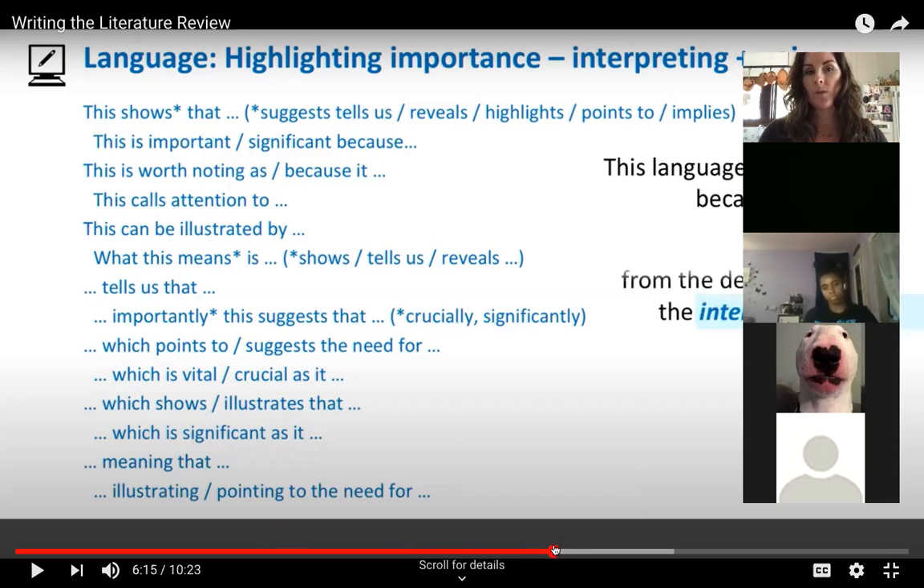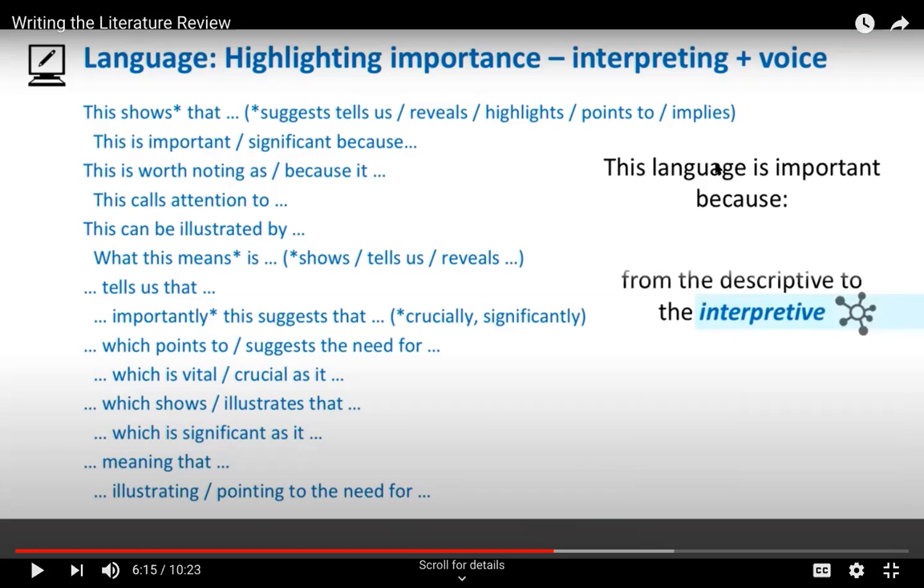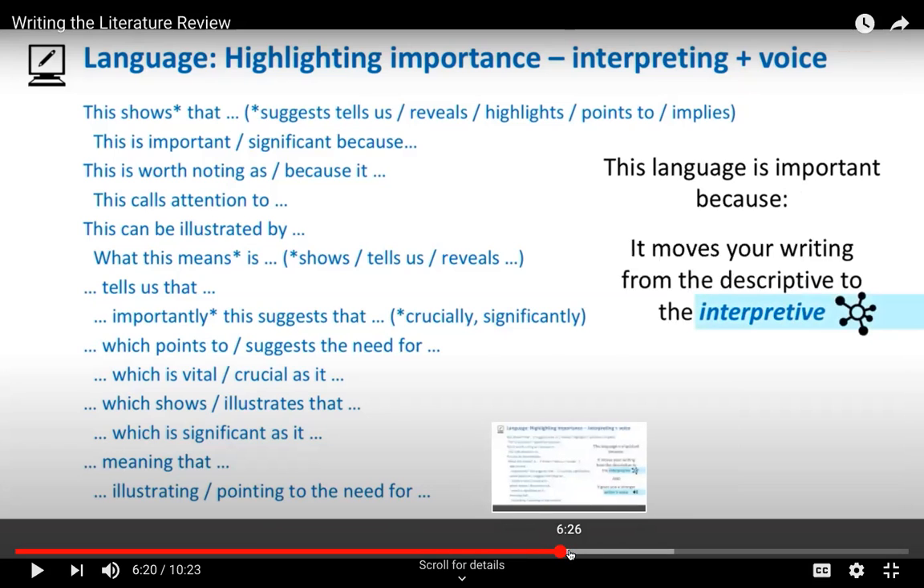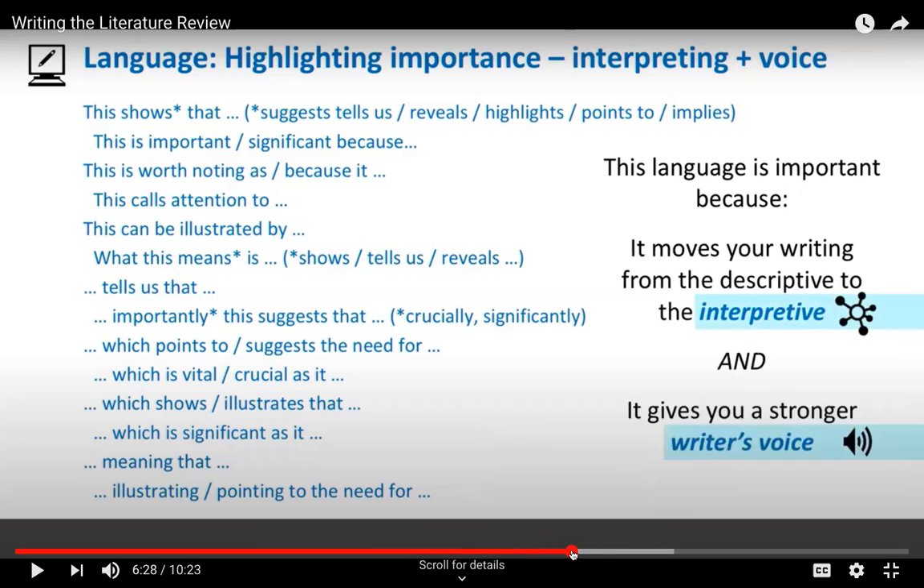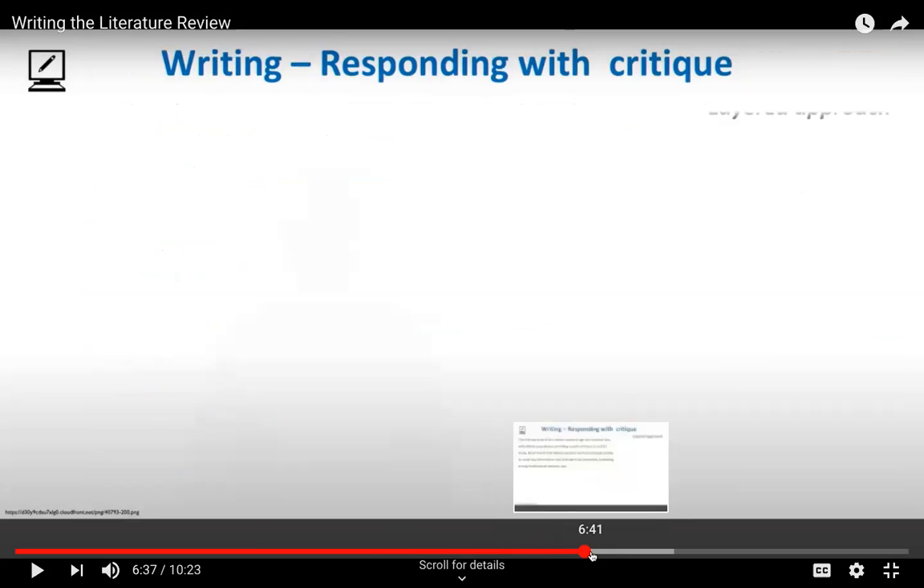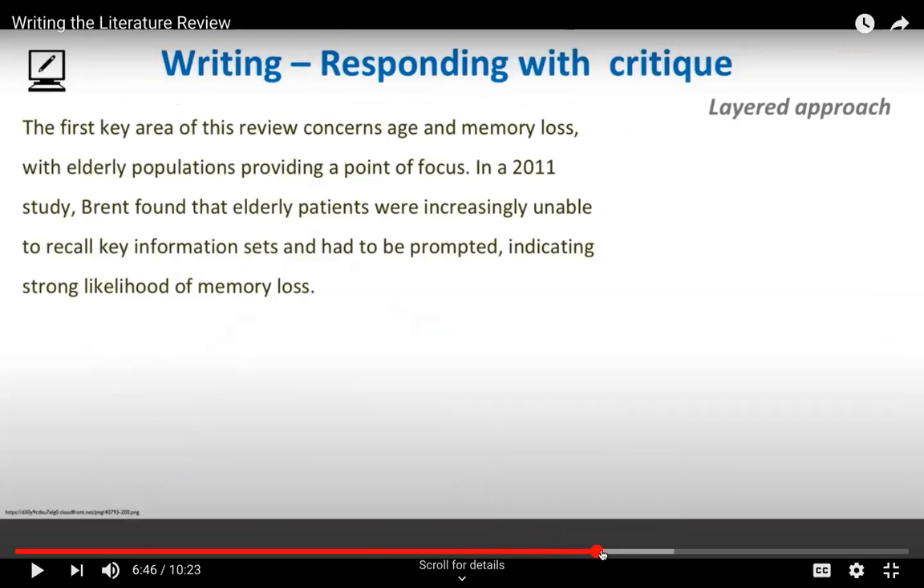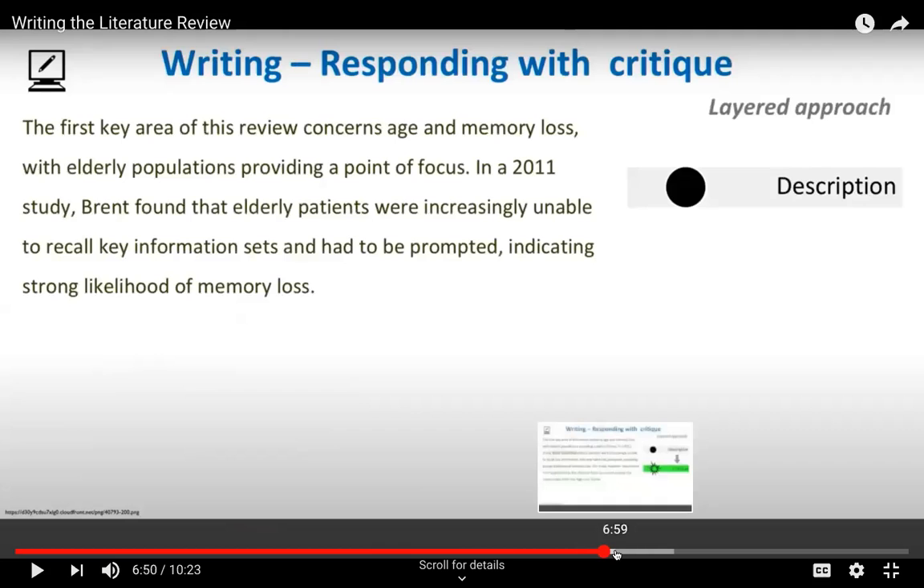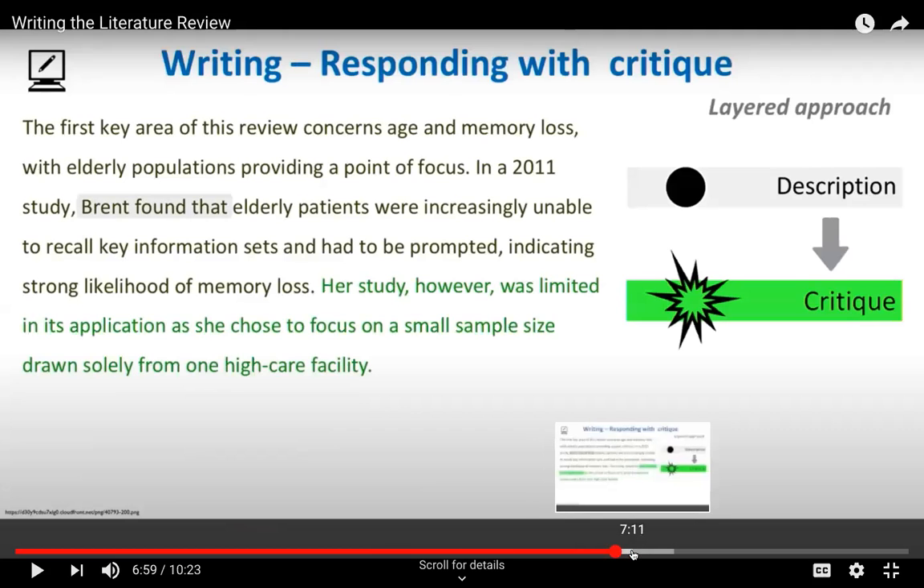So if we move a little bit forward, let me make this disappear so we can see. This language is important because it helps you to interpret. It moves your writing from descriptive to interpretative, and it also can give you a stronger writer's voice, okay? Some more examples are here throughout, and it shows description and critique, okay?